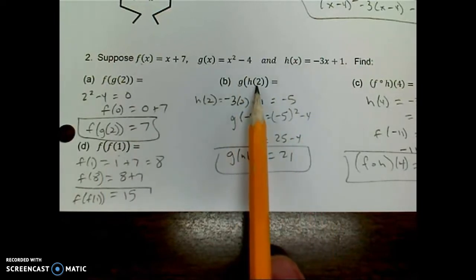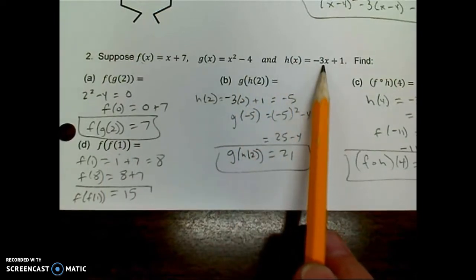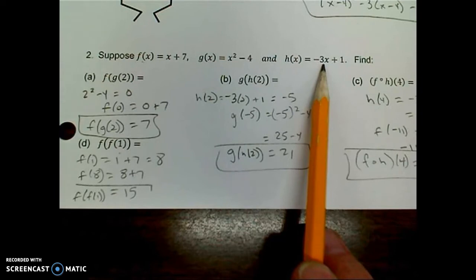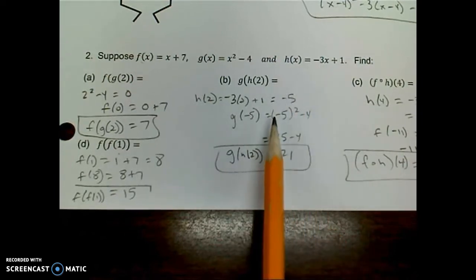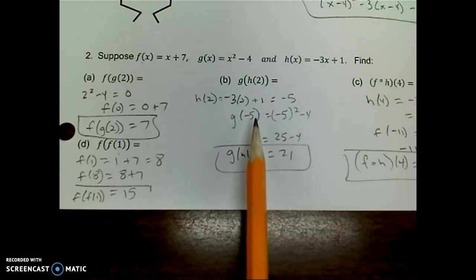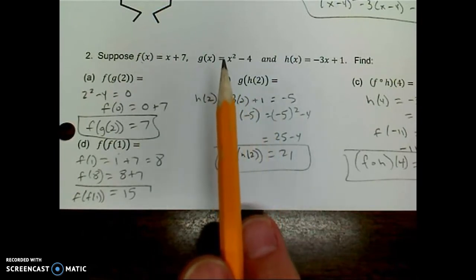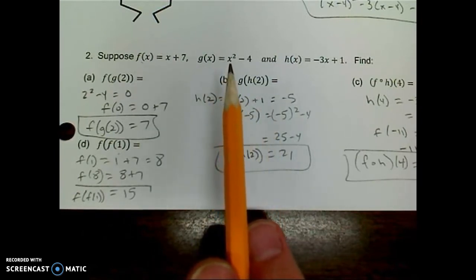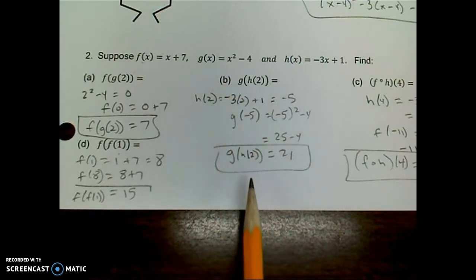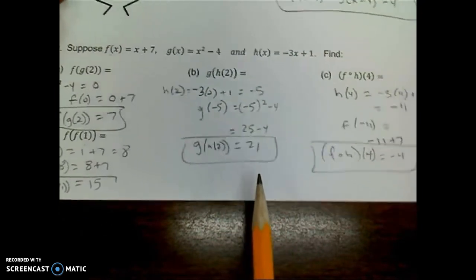G of h of 2. So h of x is negative 3x plus 1. So negative 6 plus 1 is negative 5. And then I'm going to take g of that output, g of negative 5. Well, g is x squared minus 4. So I'm going to do negative 5 squared, 25 minus 4, that's 21. G of h of 2 is equal to 21.